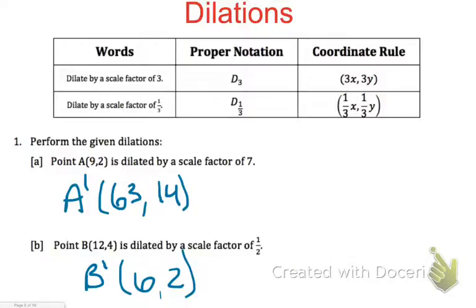So in part A, if point A is at 9, 2 and we are dilating by a scale factor of 7, each X and Y value must be multiplied by 7. So that leaves us at 63, 14 for A prime. In part B, we are dilating point B, which is at 12, 4, by a scale factor of 1/2. So each X and Y value gets multiplied by 1/2. 1/2 of 12 gives us 6, and 1/2 of 4 gives us 2. So B prime is at the point 6, 2.